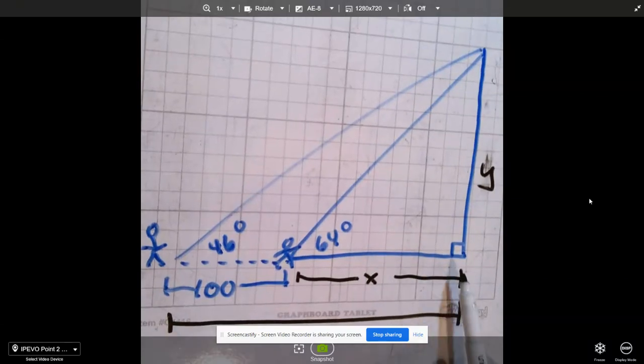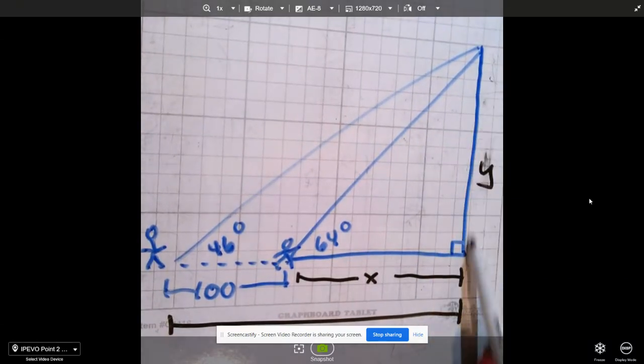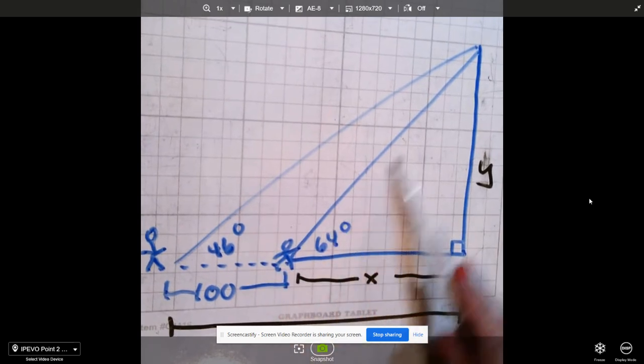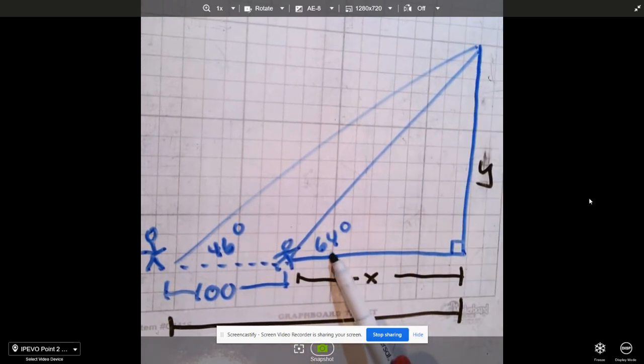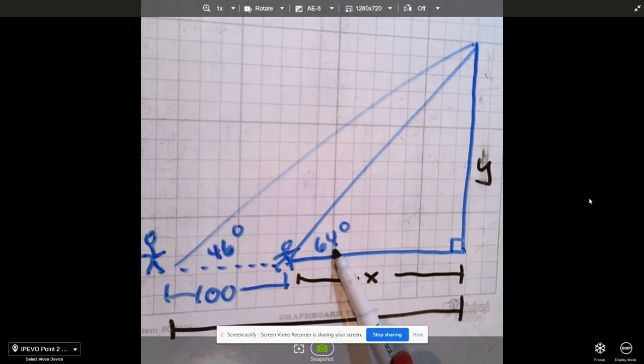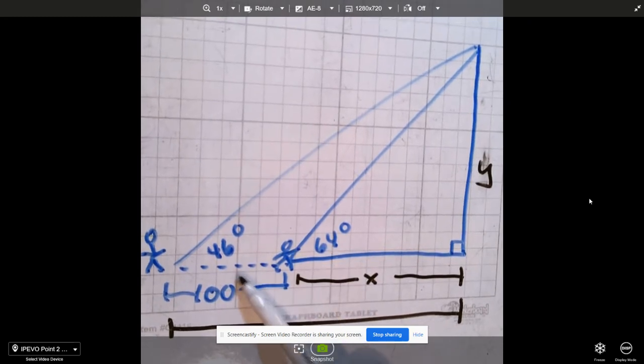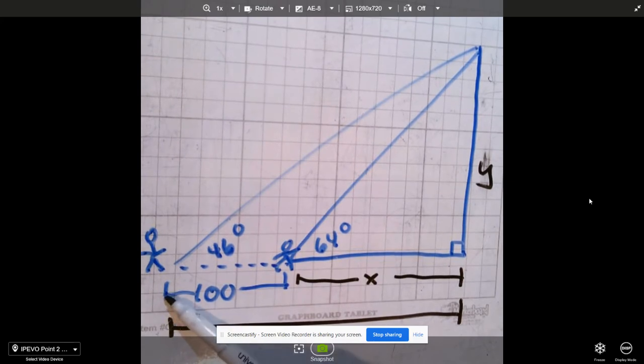All right, so there's some radio antenna right here. This would be his radio antenna. And there's some guy standing here, and he's looking up at the radio antenna at an angle of elevation of 64 degrees. And then he walks over here, and he looks up again, and now his angle of elevation is 46 degrees. And he walked 100 feet from where he was originally.